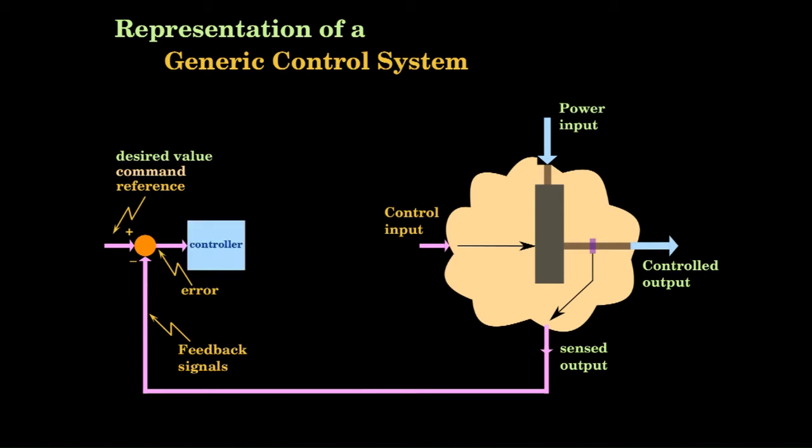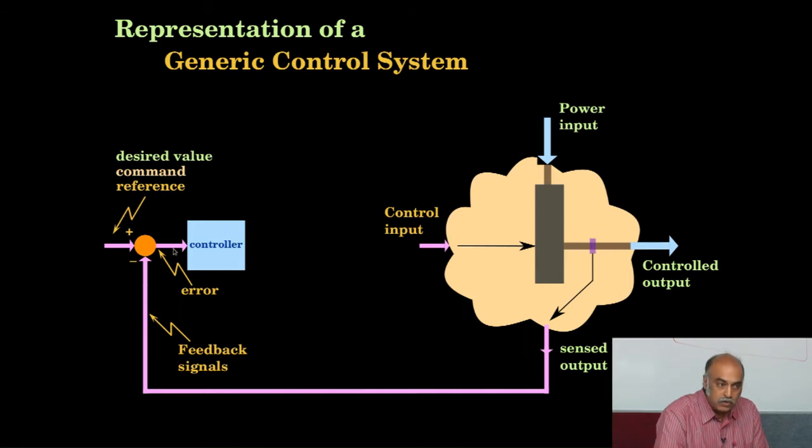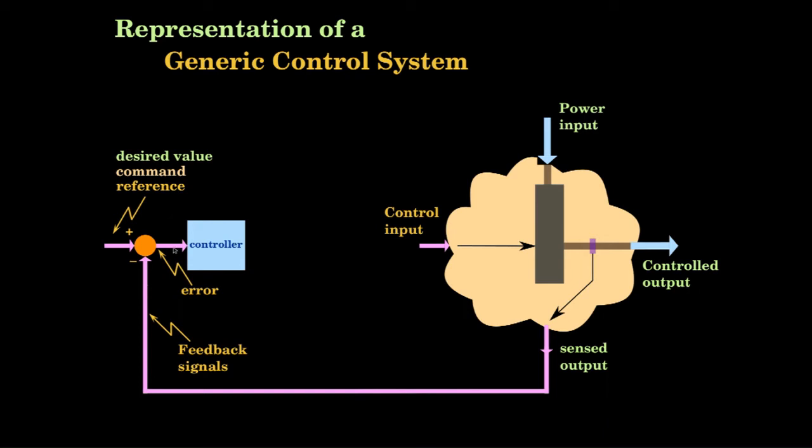and the error is fed to a box which we call the controller. And what is the job of the controller? The job of the controller is to see to it that its input is 0. The input of the controller is this. So the main function of the controller is that it should make its input 0. How? By trying to set its output.